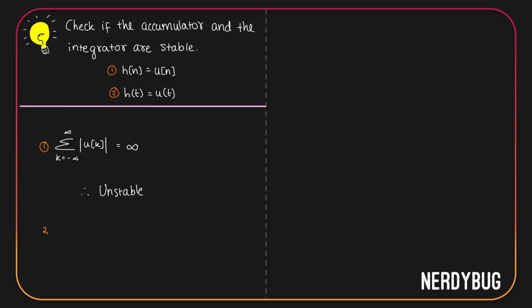Let's take the second one. To check whether the system is stable or not, we have to integrate from minus infinity to infinity, magnitude of h of tau, which is u of tau, d tau. Now, u of tau is 0 from minus infinity to 0, and after that it is 1 till infinity. So, if you take the integration, this will also go to infinity, and therefore the system is unstable.